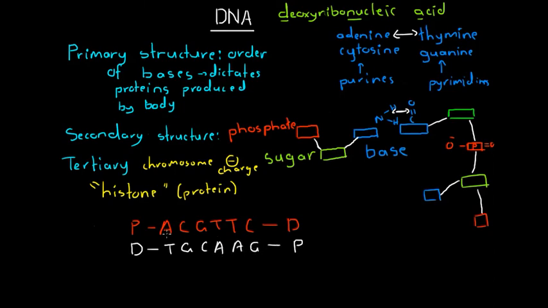So simply we have to recognize that for every adenine, there's going to be a thymine on the other strand, and for every cytosine, there's going to be a guanine on the other strand, and the orientation of the strand is going to be reversed. So that is the structure of DNA. That's how it all works, and hopefully that has been helpful.